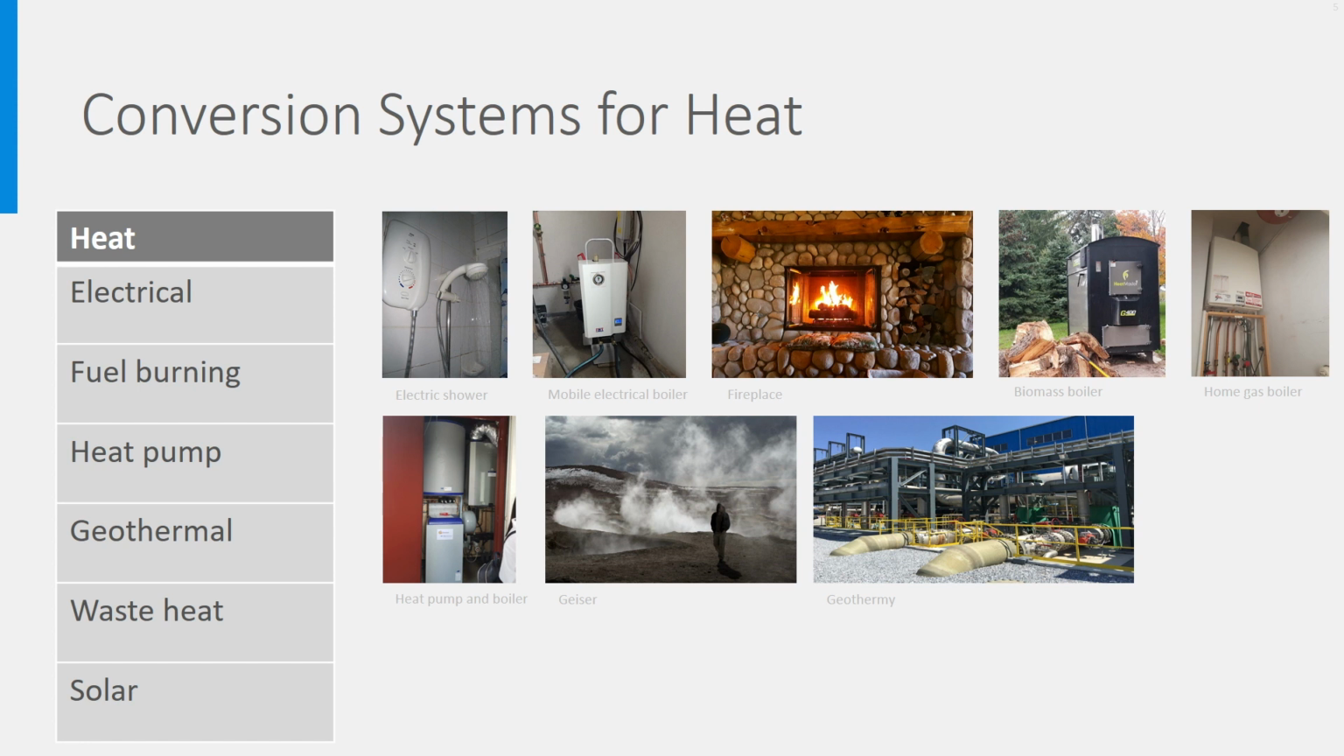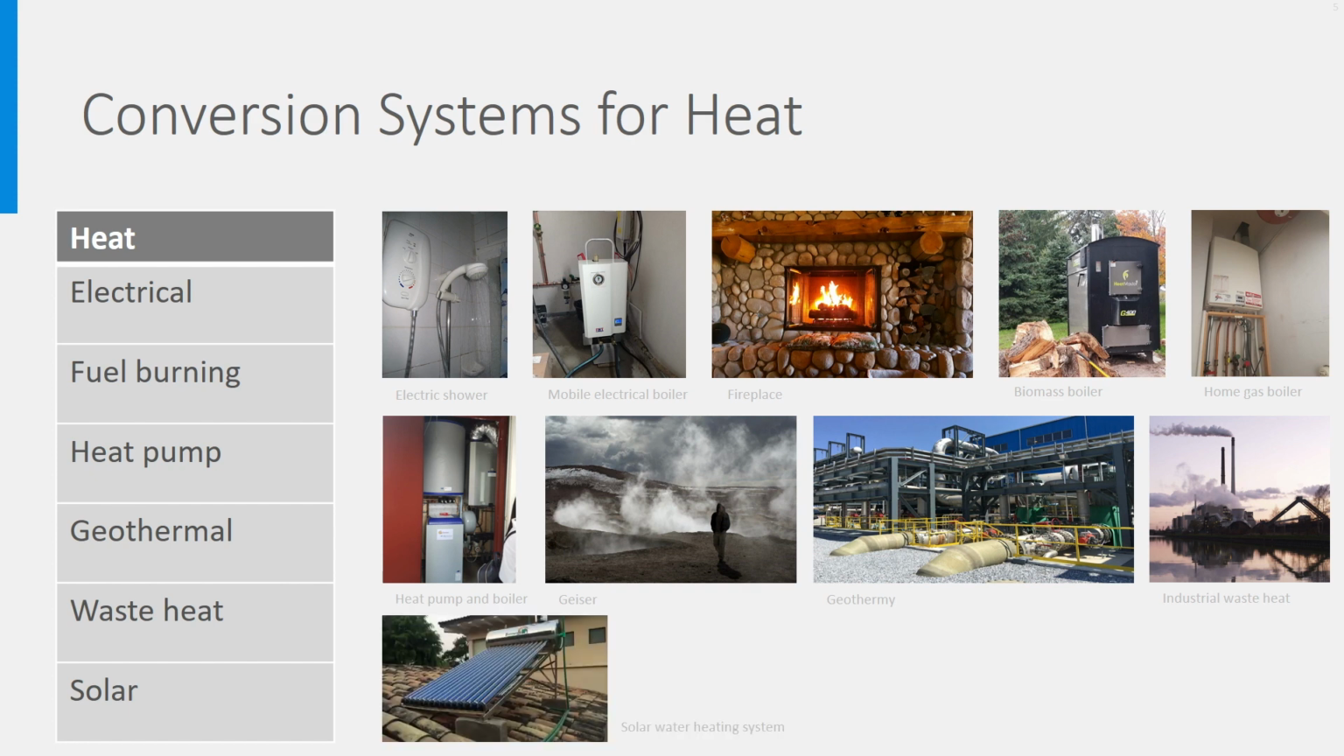Fifth, we can also use waste heat, or in other words, reuse waste heat from diverse industrial processes and power plants. This heat would be otherwise lost to the environment. And finally, we have solar heat for hot tap water and sometimes also for space heating.